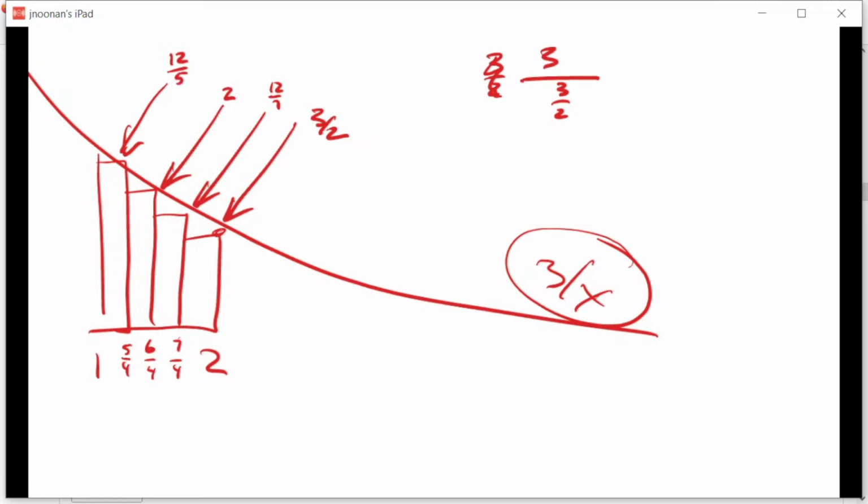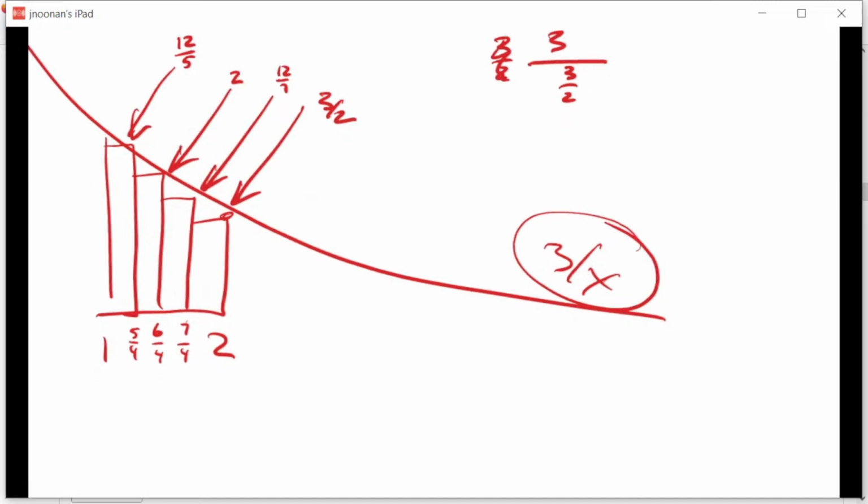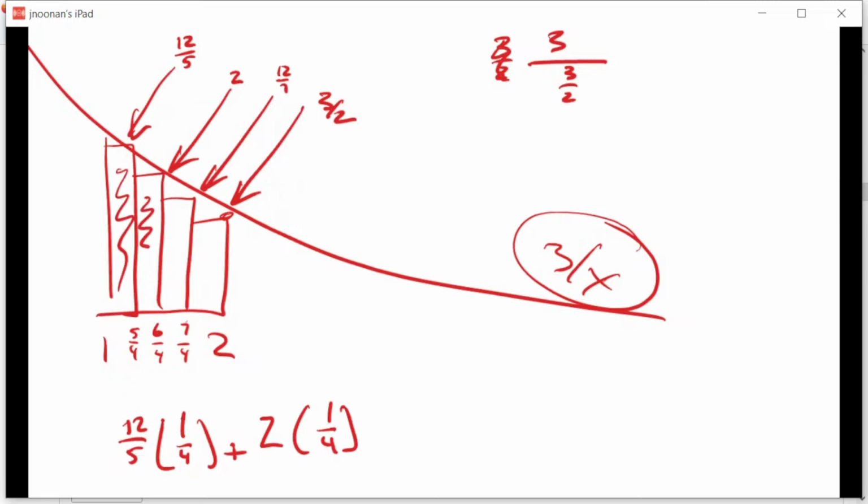Now I can compute the areas of each of these rectangles easily and have an actual precise number, which was the big problem. I had said, spouting off the cuff apparently, that you could just estimate, but in this case you actually have a function, so you can compute the actual value. So let's do that. This is going to be 12/5 times 1/4 plus 2 times 1/4. I'm just doing this area, and then the second one is that area. And then 12/7 times 1/4, and then 3/2 times 1/4.